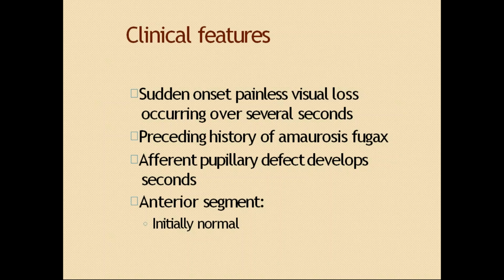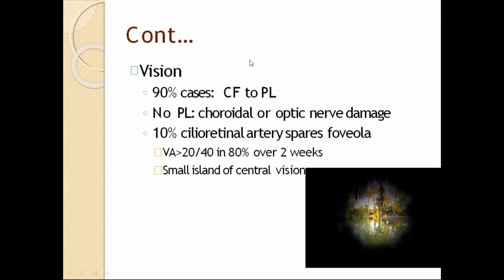There may be a preceding history of amaurosis fugax. If you close a curtain on a window, it closes slowly; this patient will have closure of vision like a curtain. The patient will have a relative afferent pupillary defect, called RAPD, and the anterior segment will be completely normal. So this is all about clinical features. Continuing, the vision will range from counting fingers to perception of light.